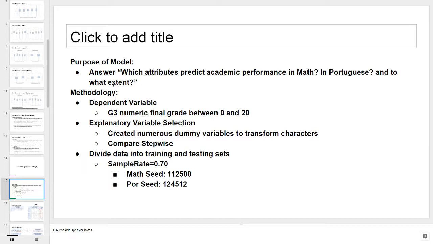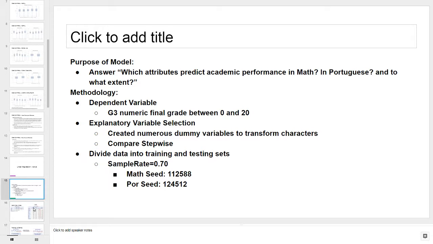Throughout my dummy variables, I stuck to some standards. If there was an other section, then other was set to be all 0. And for binary variables, yes was always 1, no was always 0. And then I used a stepwise comparison to get my final model. So my sample rate was 70, and I used two different seeds for my math and my Portuguese sections, because I split my data up into only math and only Portuguese, so I could more concretely measure both.